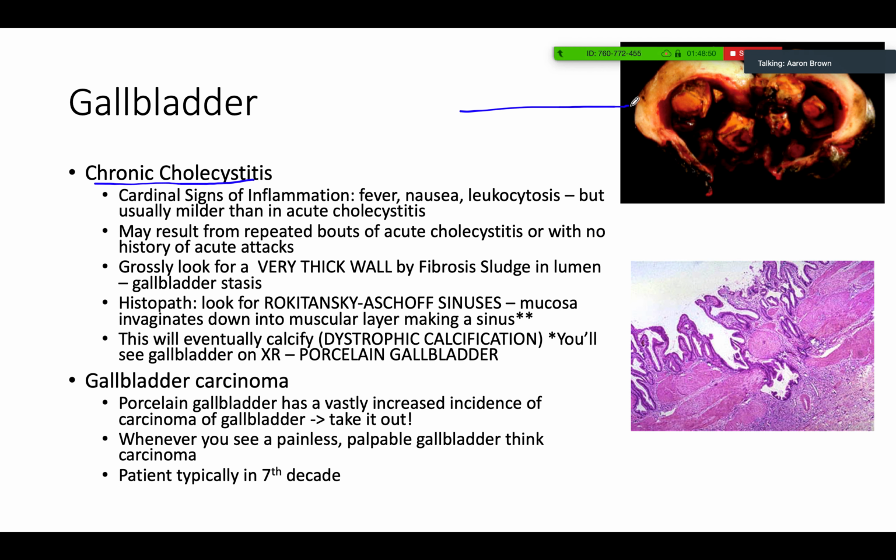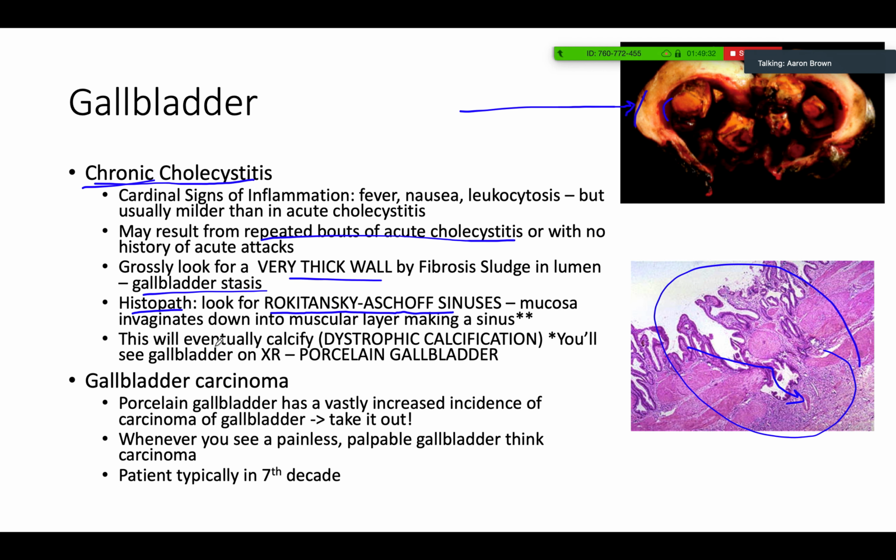And so you can see that the wall of this gallbladder here has become pretty stinking thick, very thick wall gallbladder. This looks like a chronic cholecystitis. So repeated bouts of acute cholecystitis, look for a thick wall with gallbladder stasis. Histopathologically, the term you need to be familiar with is Rokitansky-Aschoff sinus. That's what you can see here. And it's just basically where you see a little bit of mucosa that's coming down into the wall of the gallbladder. It's just one of the histological signs that they make you memorize, unfortunately.